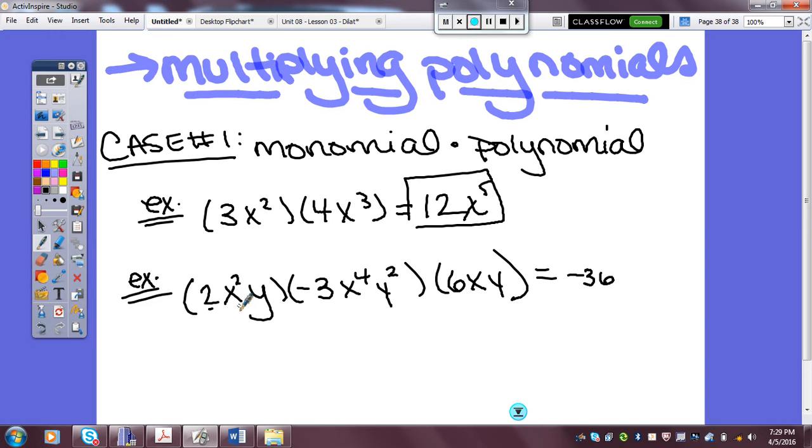Now look at my exponents. I have x squared, x to the 4th, and x. That makes x to the 7th. Now I have y squared and y. That makes y to the 4th. Remember, there's an invisible 1 here, here, and here. So you add them all up. I get to add my exponents together in these problems because there's multiplication between my terms.